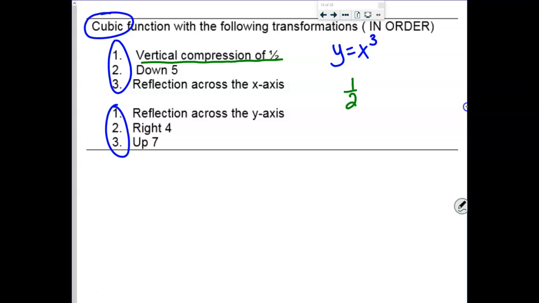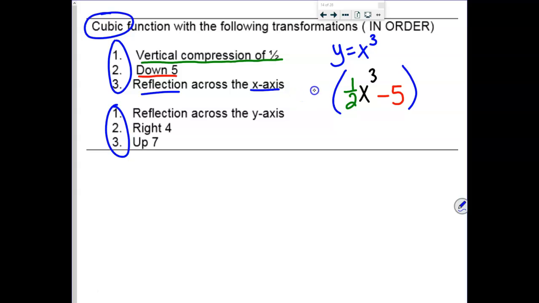Yes. So there's nothing else with the x right now. So it's okay if you just say x to the 3rd power for now. All right, then it says down 5. What would that look like? -5. All right, so out of the function, away from the body of the function, -5. And then, careful, reflection across the x-axis now.